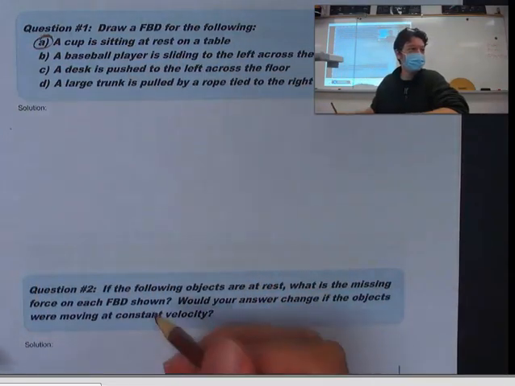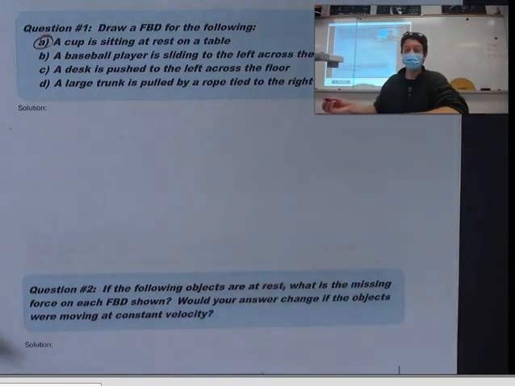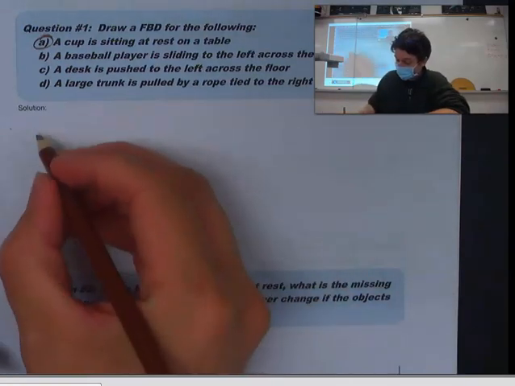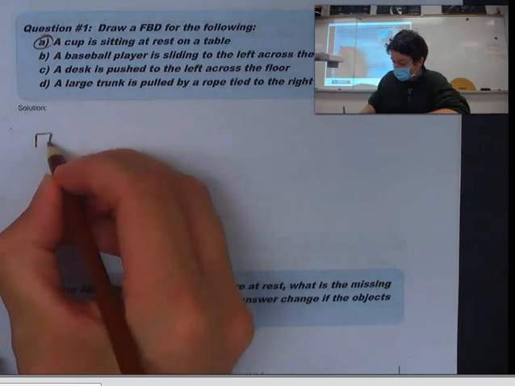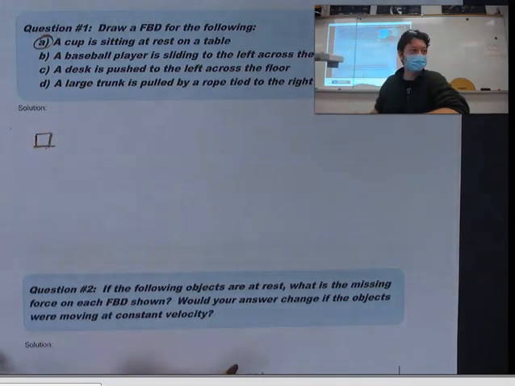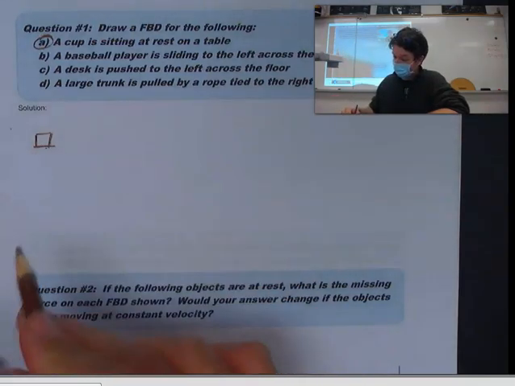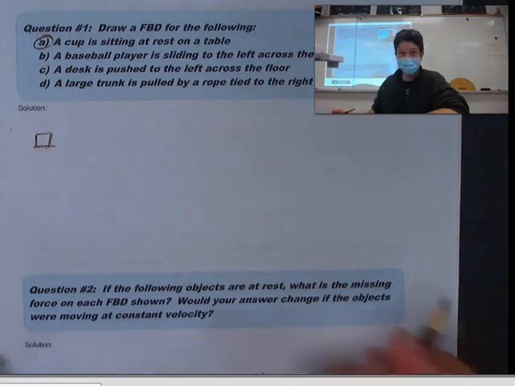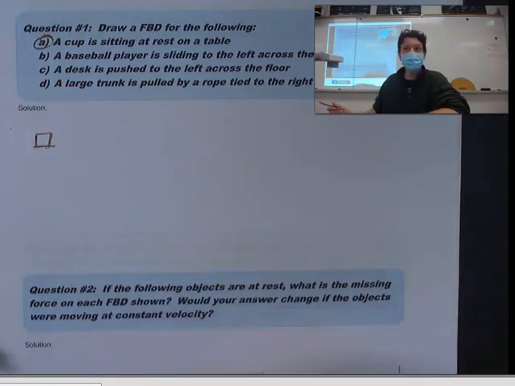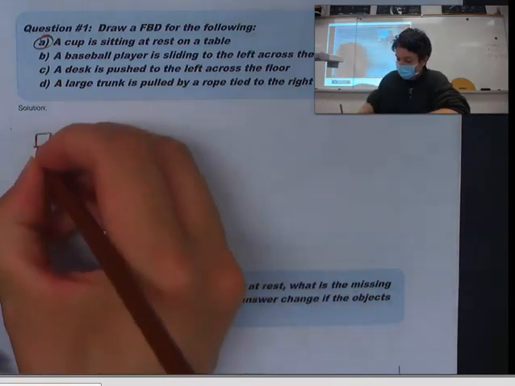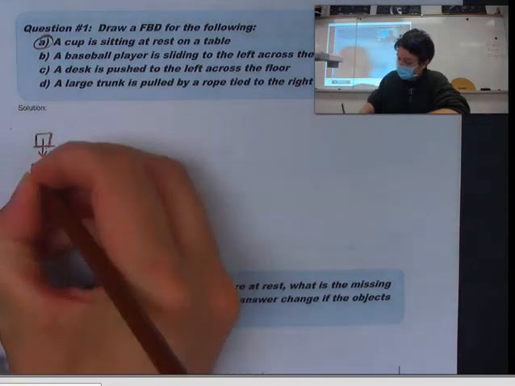Now the good thing about free body diagrams, or at least good for me because I suck at drawing, is every free body diagram, no matter what it is, is either a dot or a square. And so I tend to do squares. So here's our cup, a perfectly good-looking cup sitting at rest on a table. First of all, we're going to have the force of gravity acting down. So write down Fg.